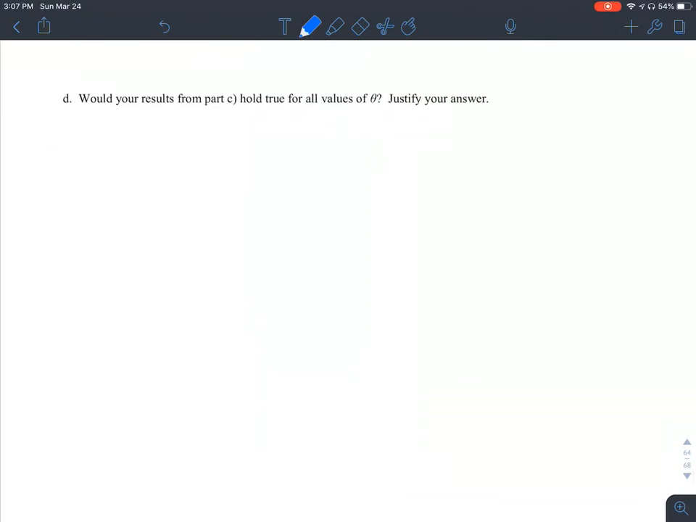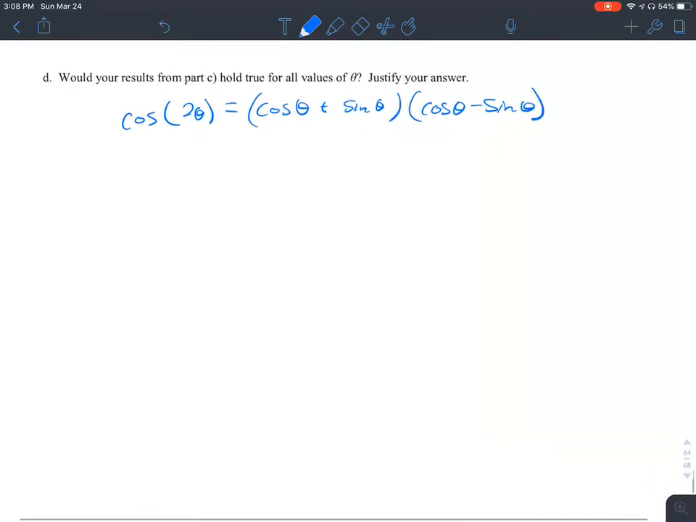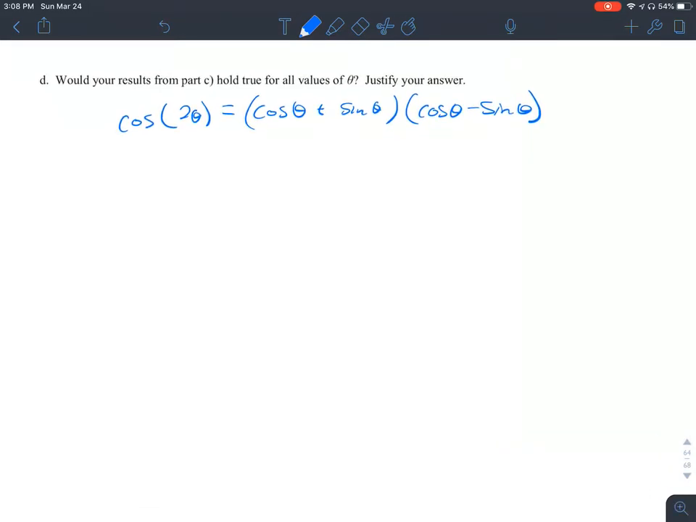Part D, would your results from part C hold true for any values of theta? Well, in order for us to determine that, we are going to have to figure out, does cosine of 2 theta equal cosine of theta plus sine of theta times cosine of theta minus sine of theta. If this is true, then that is true for all values of theta. If it's not true, then it isn't. And this is the route I was going to go for the previous problem because I recognized they were the same. And I didn't pursue it because part D said that we want to verify this. So let me show you how I know this is true.